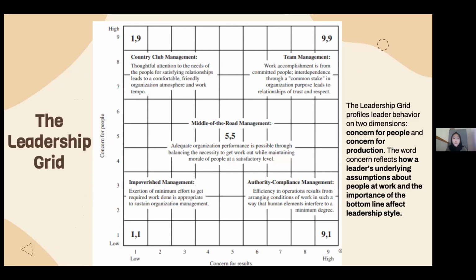So the next slide is about the table of the leadership grid. As you can see from the slide, we already concluded the table for the leadership grid itself. The leadership grid profiles leader behavior on two dimensions. The first is concern for people, and the second is concern for production. The word concern reflects how leaders' underlying assumptions about people at work and the importance of the bottom line affect the leadership style. Next slide, please.